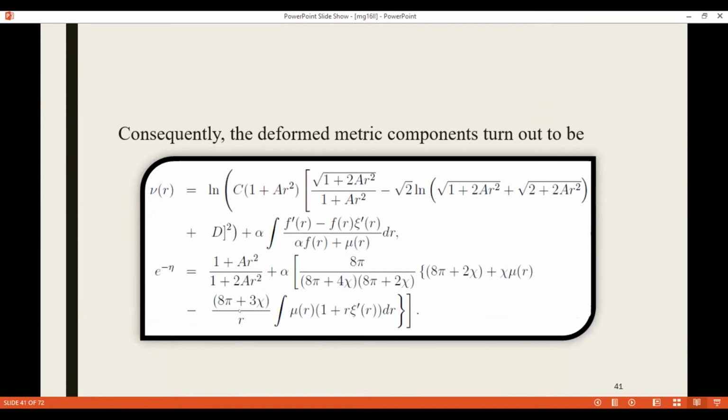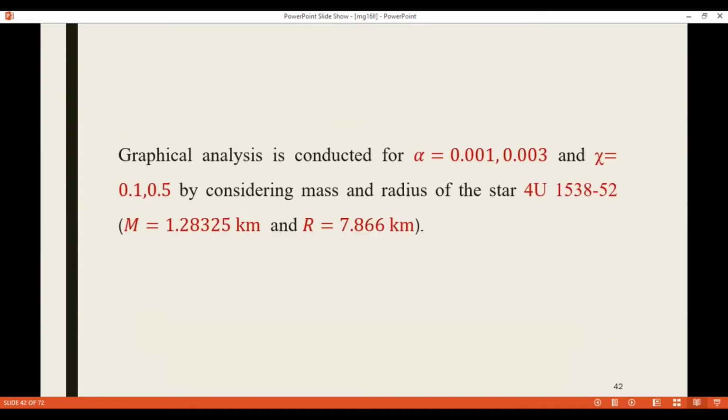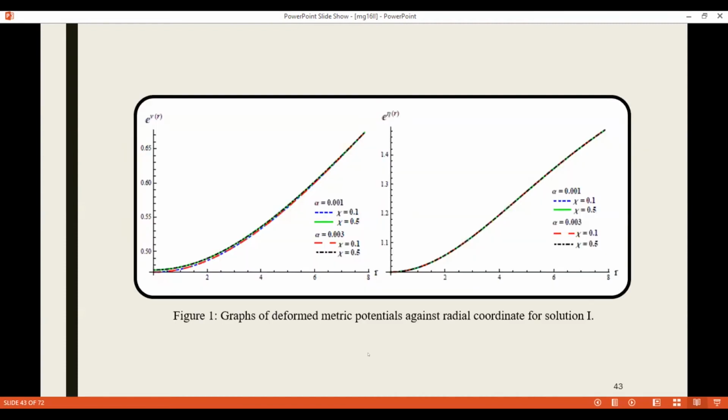Consequently, we can have the solution deforming metric functions in this form, and this leads to the solution. We can check the physical behavior or graphical analysis of this solution by taking particular values of alpha, chi, and for the star 4U1538-52, by taking M this value and R this value for this star. So these are the graphs of deformed metric potentials against the radial coordinate for solution 1.